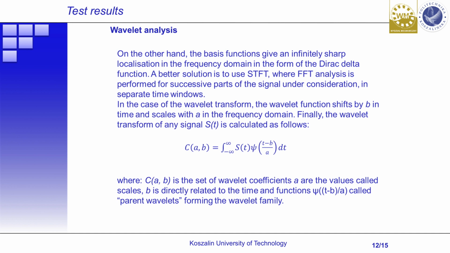On the other hand, the basis functions give an infinitely sharp localization in the frequency domain in the form of the Dirac delta function. A better solution is to use STFT, where FFT analysis is performed for successive parts of the signal under consideration, in separate time windows. In the case of the wavelet transform, the wavelet function shifts by b in time and scales with r in the frequency domain. Finally, the wavelet transform of any signal S(t) is calculated as follows.